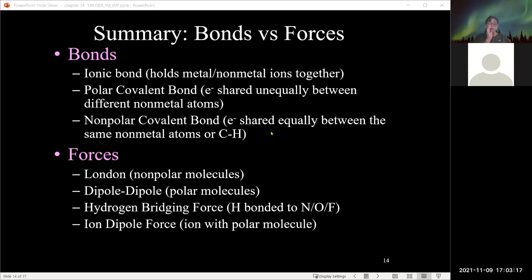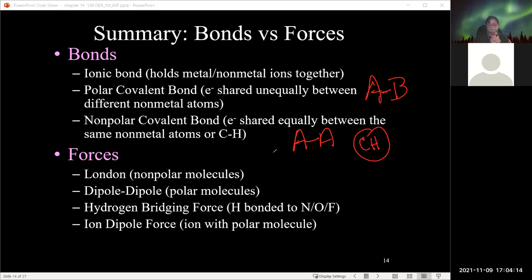So bonds, refresh your memory on bonds. We've got ionic bonds and covalent bonds. Ionic bonds, as a refresher, are a metal, non-metal interaction. Covalent bonds, we've got two types. We have a polar covalent bond, where we have an unequal sharing. In general terms, when we have A bonded to B, two different elements, automatically you have a polar bond. With respect to nonpolar covalent bonds, we have A bonded to A, where the two elements are the same. The other example is a carbon-hydrogen bond, which fits into the nonpolar covalent bond category.